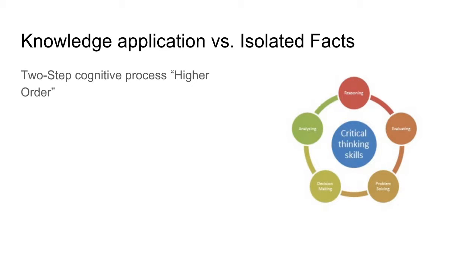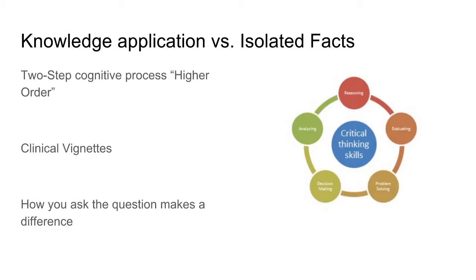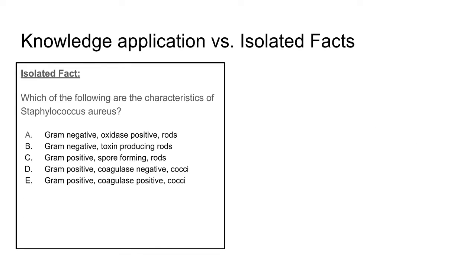So we want two-step cognitive processes, so higher ordered. So we want them to know one thing that leads them to another, and we'll talk about that later. Clinical vignettes are a really good way to use critical thinking skills. And then how you actually ask the question really makes a difference. It could make them think differently about a subject. It could phrase it so that you have to know one piece of information before you answer the question. I'll show you what that looks like next.